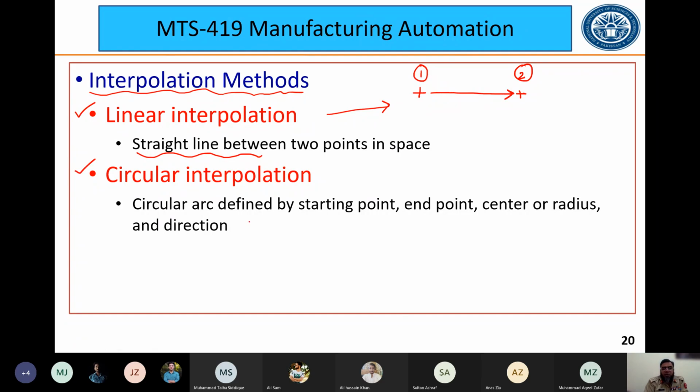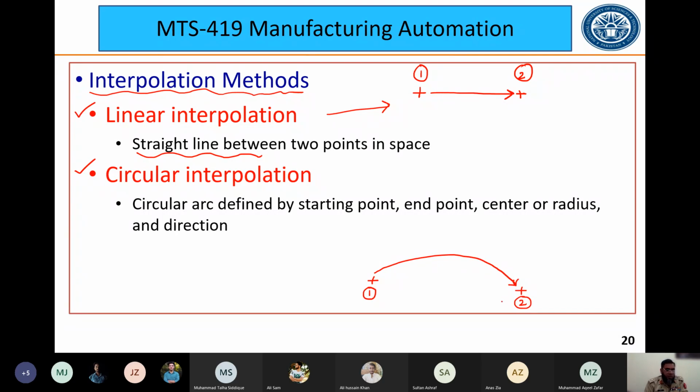What would happen in a circular interpolation? Our tool is going to move into a curved path. So my tool is moving from point number 1, let me show the direction of motion with an arrow, and moving to point number 2. So this is called circular interpolation.